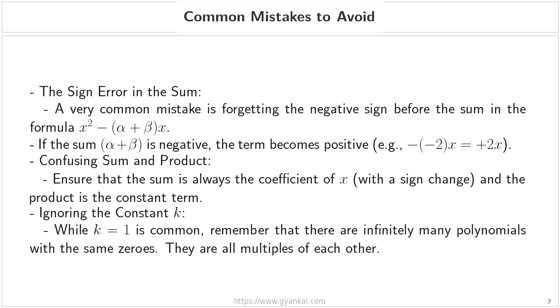Finally, do not ignore the constant k. In the examples we worked through earlier, like in example 1, we chose a value for k to clear out fractions. While it is very common to simply assume k equals 1 for the simplest form, keep in mind that there are actually infinitely many polynomials that share the exact same zeros. They are all simply multiples of each other.